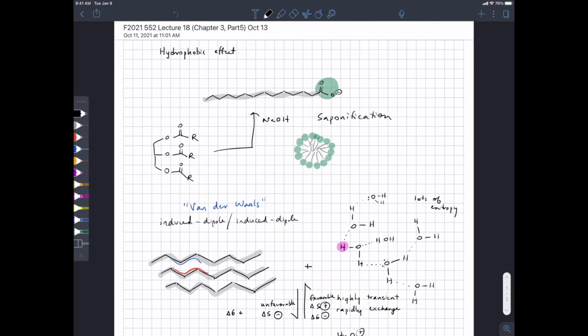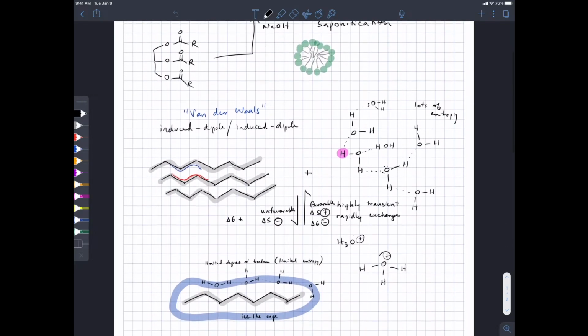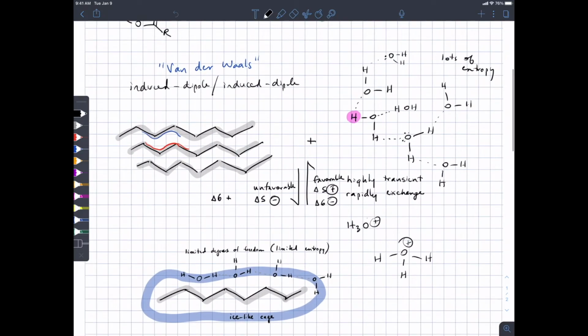So we were talking about the hydrophobic effect. On the left here, we are drawing what it looks like when a hydrocarbon is on its own. You have transient induced dipole interactions, but they are weak.